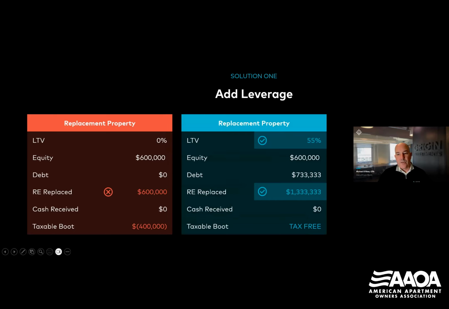So how do we fix it? The first thing you can do is add leverage. Going back to that previous example where we didn't get any debt, let's say you found a deal that was 55% LTV, or you found a DST, like through Origin, that was 55% LTV. You would roll over your cash and assume a loan of $733,000. Remember I said you only have to do two things. You went up in real estate: you sold for 1 million, and now you own 1.33, so that's a check. And then you replaced all of your cash. You had $600,000 of proceeds, and you have $600,000 of proceeds in the new deal. So this would be a tax-free exchange.